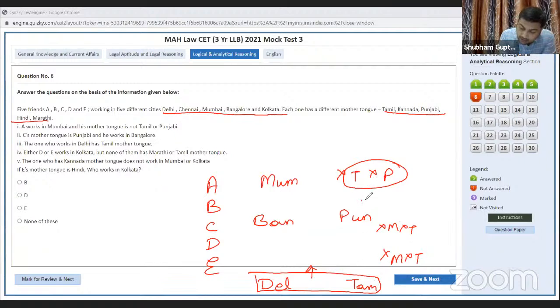Now if you see, Tamil is cancelled in the other places as well, so Tamil can only come at this place. And if Tamil goes here, Delhi would go here. So Delhi and Tamil. Now if Delhi and Tamil are here, Marathi cannot go at the last 2 places. So Marathi has to be here. So these are the 3 things that I can map. Now I do not have any information to map anything else, so I'll stay here.